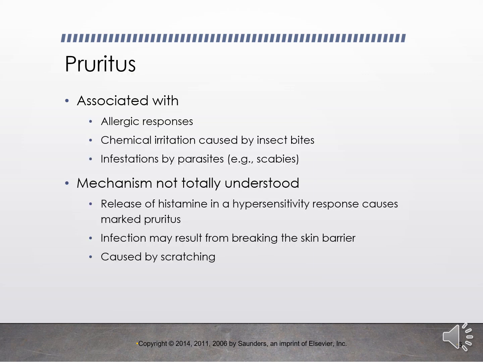So pruritus. Pruritus is itching. It's associated with allergic responses, chemical irritation like from insect bites, or by infestations of parasites like scabies. It's not totally understood, but we do know that there's a release of histamine in a hypersensitivity or allergic response that causes the itching. It can also come from mild stimulation of pain receptors by irritants. The most common signs and symptoms are redness and itchiness. Scratching usually increases the inflammation. It can actually even cause a secondary infection. Infection comes because if we scratch a lot, we'll break that skin barrier, and then that allows microbes to invade the area.